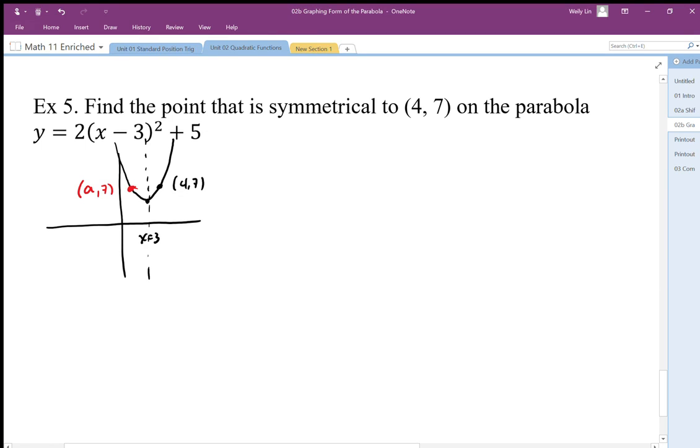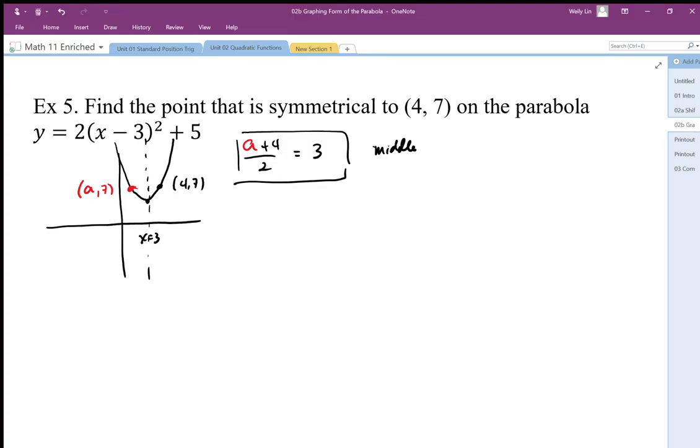And to formalize this, what I could do is this. I know that there's a relationship between the symmetrical points and the middle point, and the relationship looks like this. If I add the outside points, A plus 4, and divide by 2, I'm going to equal the middle. Right? This is a formula to calculate average or middle. This is a very useful thing to use, especially for parabolas, since they are symmetrical, and you often can find a relationship with the middle. So this is my average.